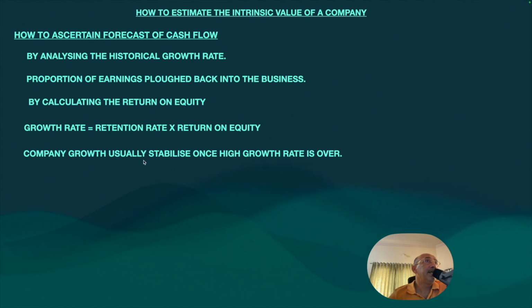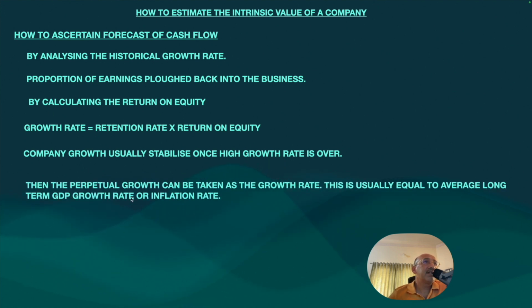See, company growth usually stabilizes once the high growth rate is over. It is a Michael Porter model analysis. In Michael Porter, he says that a company goes through various stages. One is the introduction stage, another is the growth stage, the maturity stage, and the declining stage. So the high growth rate will stabilize, and after that, during maturity, which is going to be the longest period for any company, the growth rate will be stable.